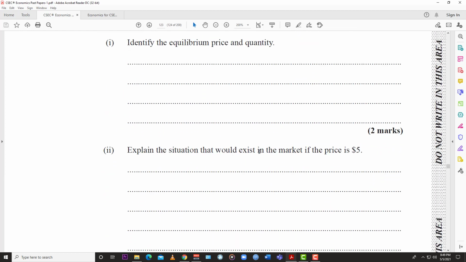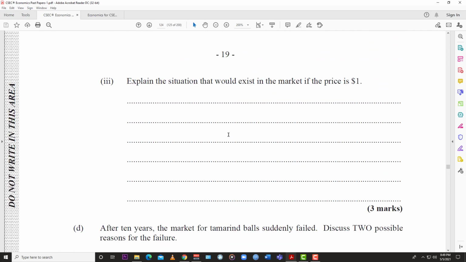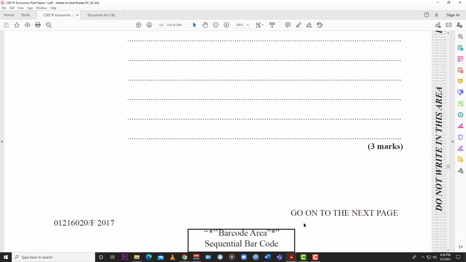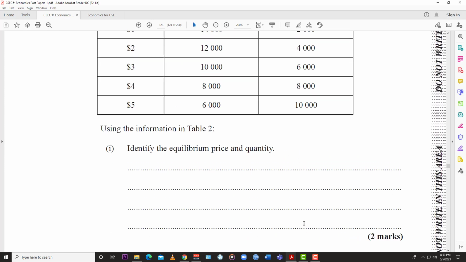So explain the situation that exists in the market at a price of $5. You would have what you call a surplus because demand is less than supply. Or you can put it another way, supply exceeds demand, and so the remainder would cause a surplus on the market of 4,000. And then the other question I follow up with: explain the situation that would exist in the market if the price is $1. So the flip side, the reverse, is also true.